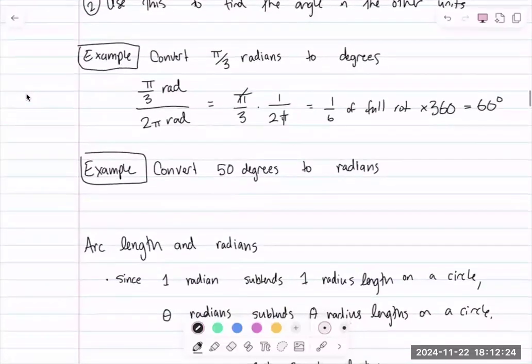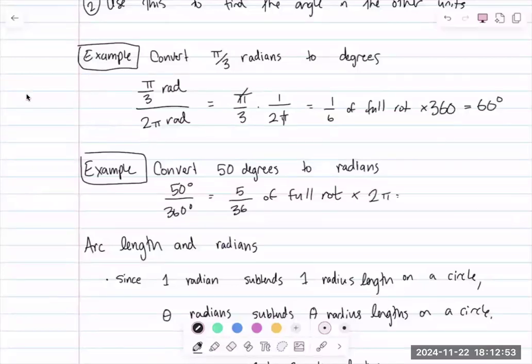Okay. Next is converting 50 degrees to radians. Well, we know that 360 degrees is in a full rotation. So this is the proportion of a full rotation we get. We put that in our calculator. We can find a simplified fraction as 5 over 36, right? We just divide by 10. And then to find it in radians, this is 5 over 36 of a full rotation. Well, we know that a full rotation in radians is 2 pi. So this is 10 pi divided by 36 radians, or 5 pi divided by 18 radians, if we simplify.